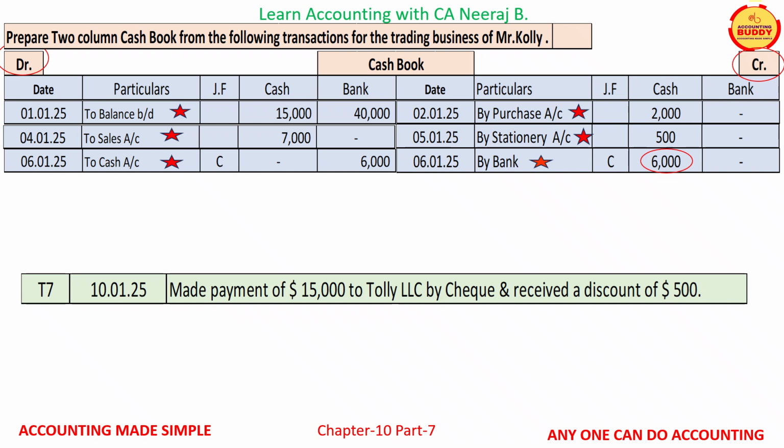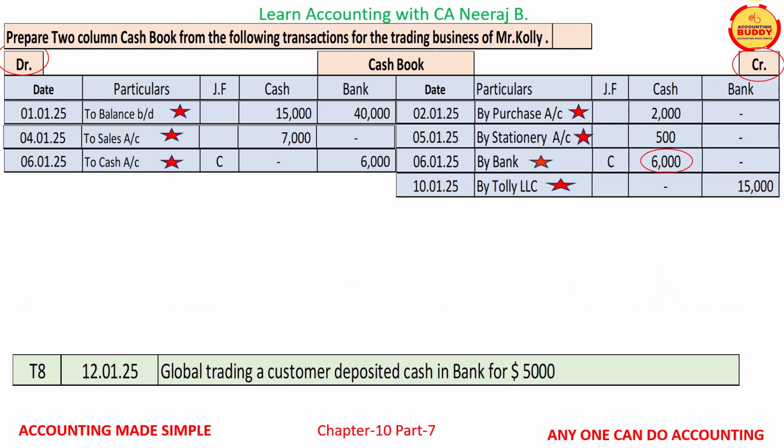Transaction T7 is on 10th of January 25. The business made a payment of $15,000 to Tully LLC by check and received a discount of $500. Since it is a payment transaction, it will be recorded in the bank column on the right hand credit side of the cash book for $15,000 on 10th of January 25 by writing the words "by Tully LLC account". Discount received amounting to $500 will be recorded by passing the journal entry.